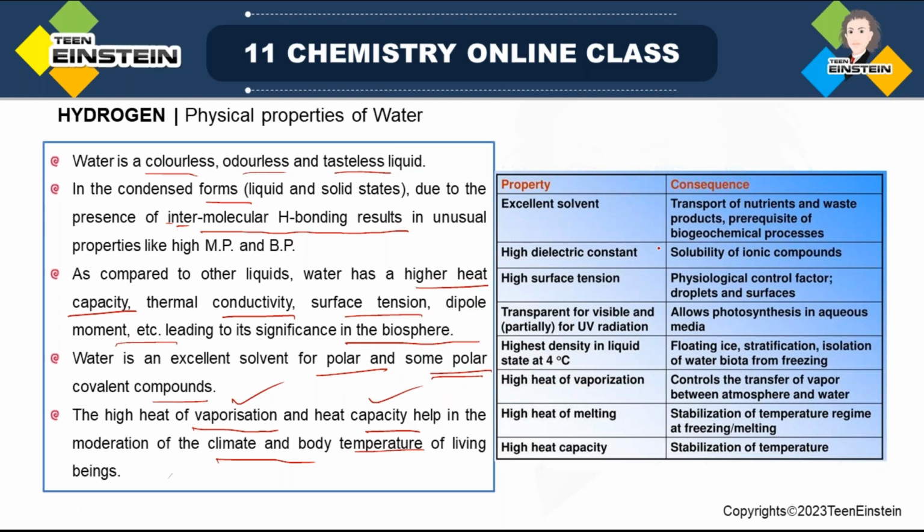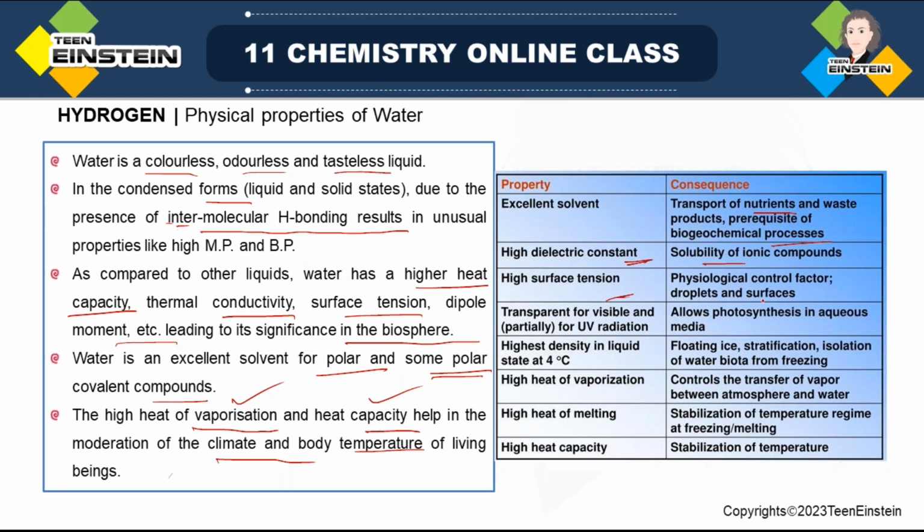It is a good solvent, and as it is a good solvent, transport of nutrients and waste products is possible. So plants can easily take up nutrients from water, and it is possible because all those nutrients are soluble in water. So that is why transportation of nutrients is possible. Then high dielectric constant, that means polar compounds, highly polar compounds, ionic compounds, there will be high solubility.